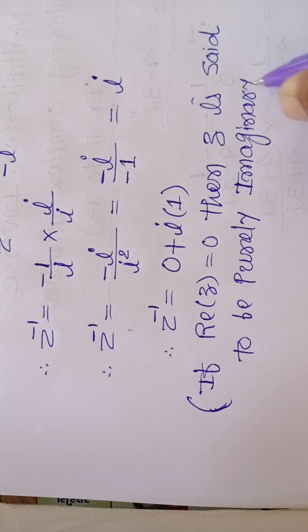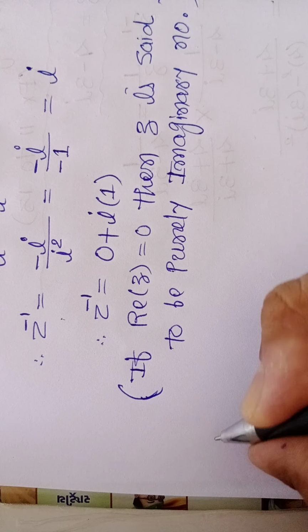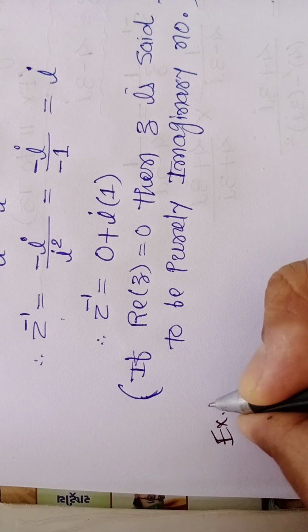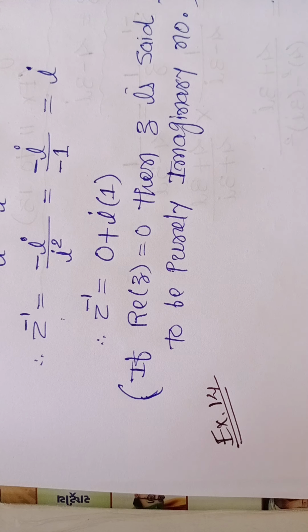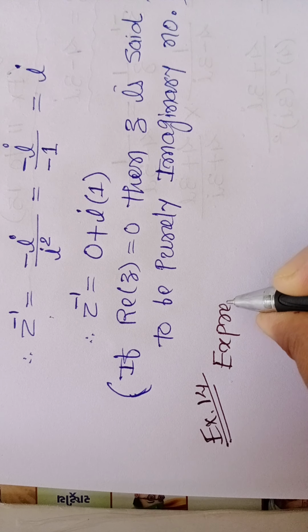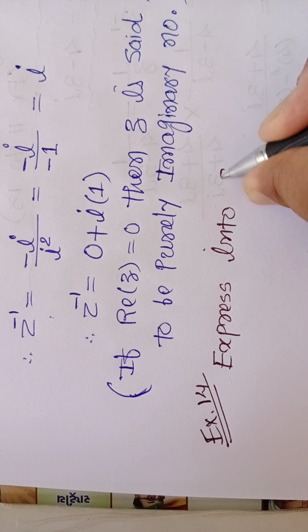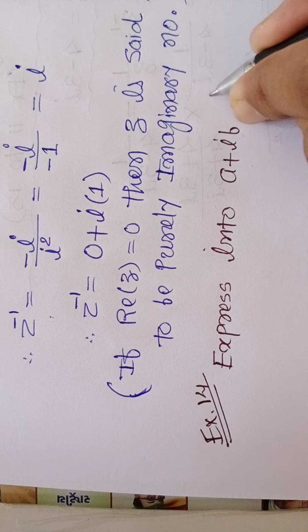So remember that thing, purely imaginary number. Okay. Now the next question, example number 14 is this. Express the following polynomial in a plus ib form. Express into a plus ib form.